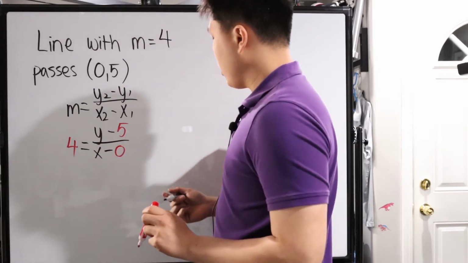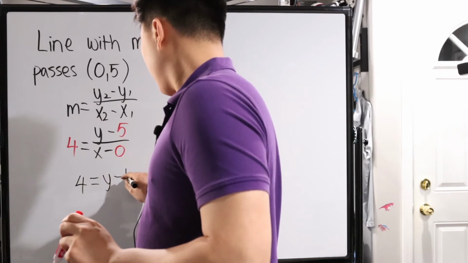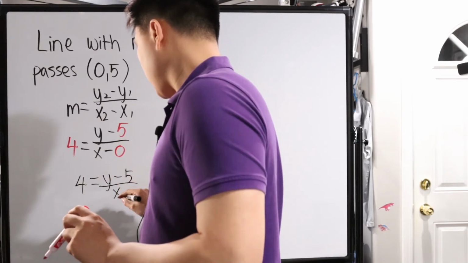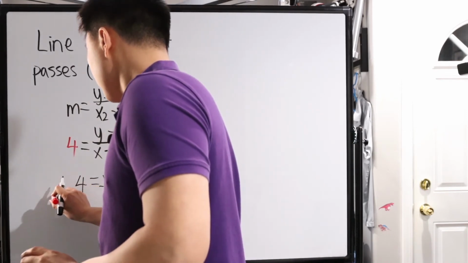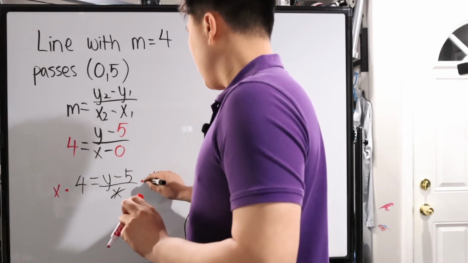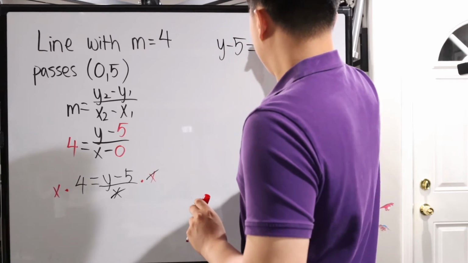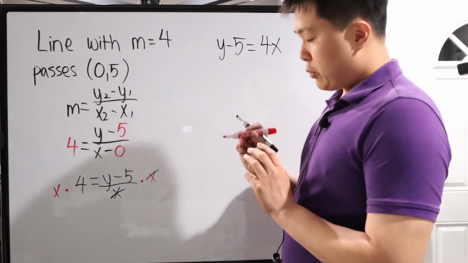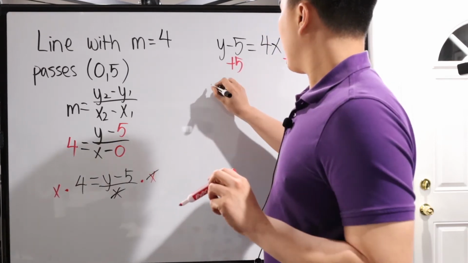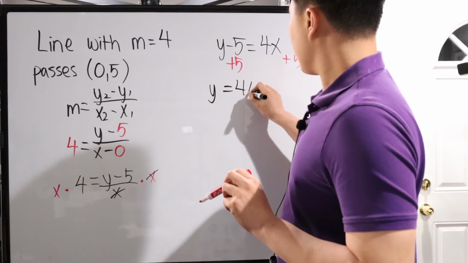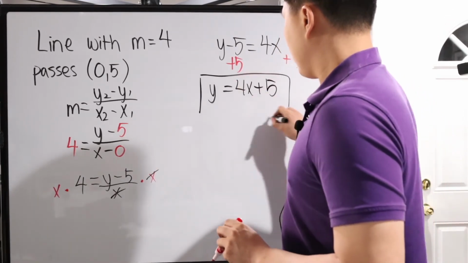So what do we have? Basically we have 4 equals y minus 5 all over x. So we're going to multiply by x on both sides. This cancels, and I'm going to write it right here. We have y minus 5 equals 4 times x. The last thing we need to do is add 5 on both sides, and that will give us y equals 4x plus 5, which is our slope intercept form.